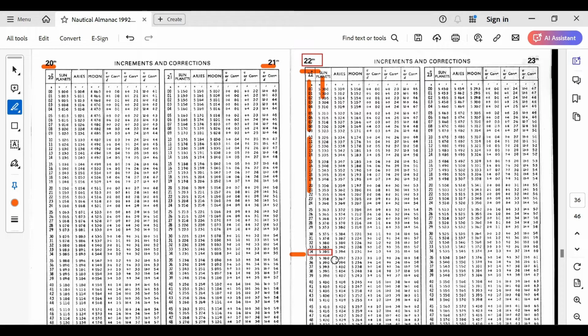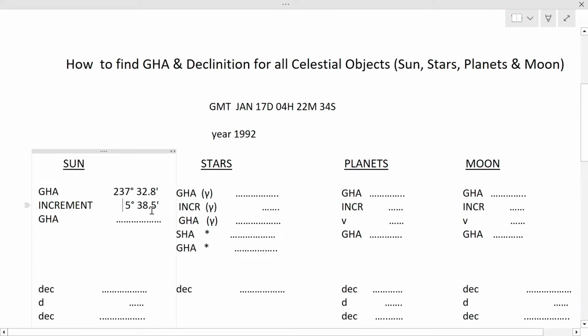So the increment is 5 degrees 38.5 minutes. As the name suggests, this is an increment, so we have to add this value. After adding GHA and increment, this is our final GHA.